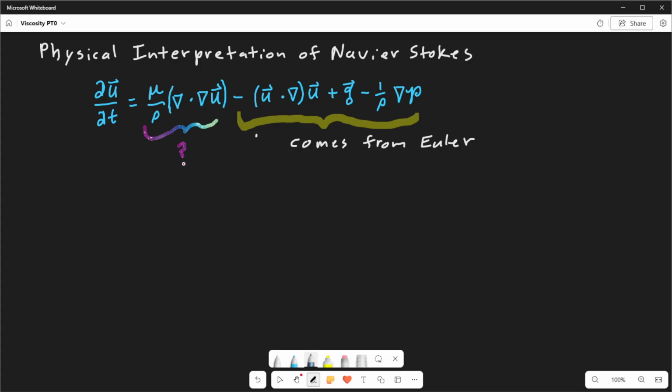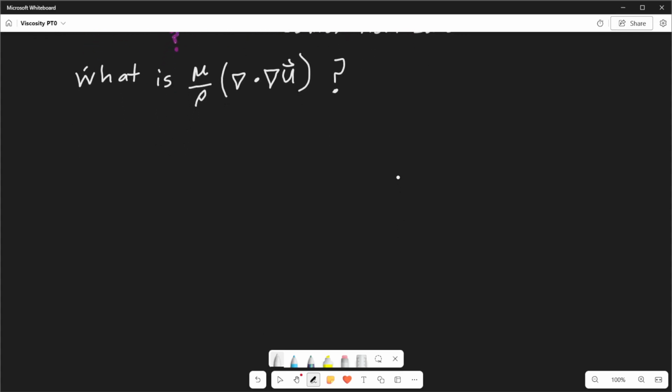So the question is, what all does this mean? So what is this set of constants, and then times this divergence of the gradient of this vector field? So to start with, we'll go through what the equation actually is.